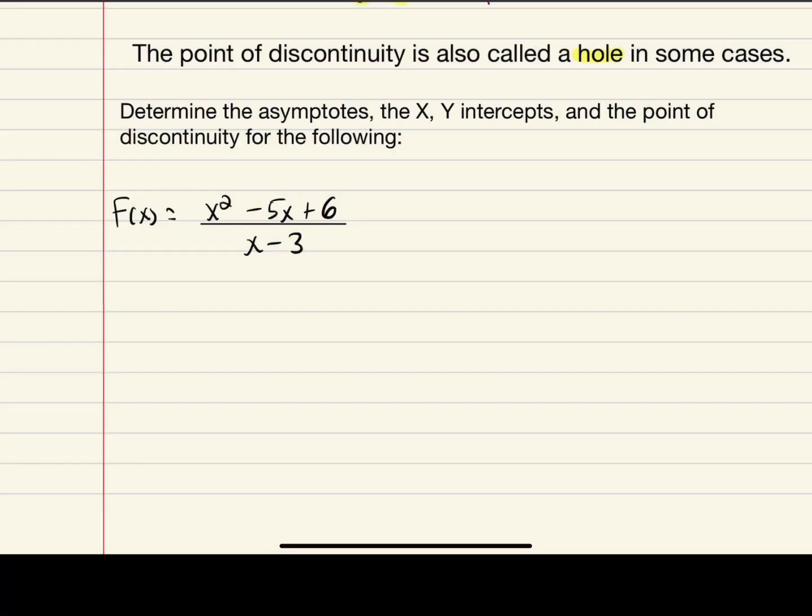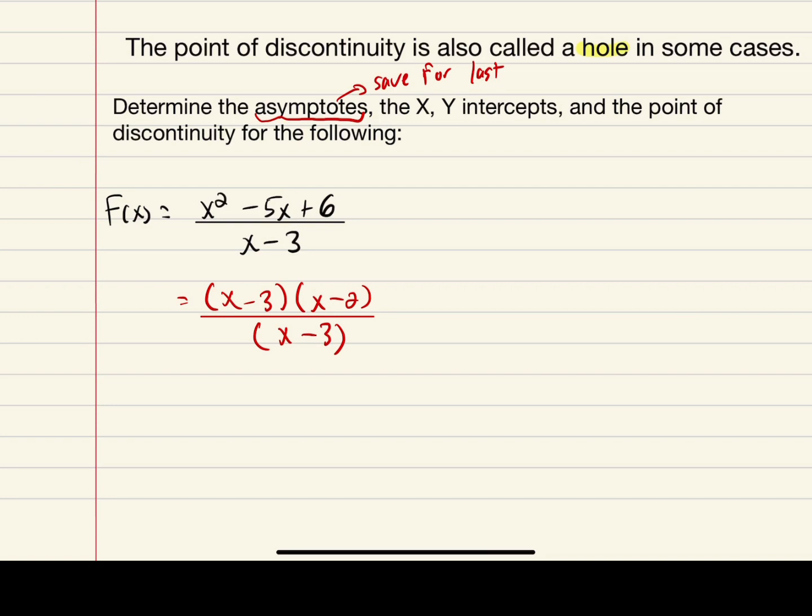Now let's determine the asymptotes, the x and y intercepts, and the point of discontinuity for the following: (x squared minus 5x plus 6) over (x minus 3). I'm actually going to save the asymptotes for last. That's because if there are points of discontinuity and things factor out, and we find the asymptotes too early, we're going to describe points that are not actually there. So let's factor this equation first.